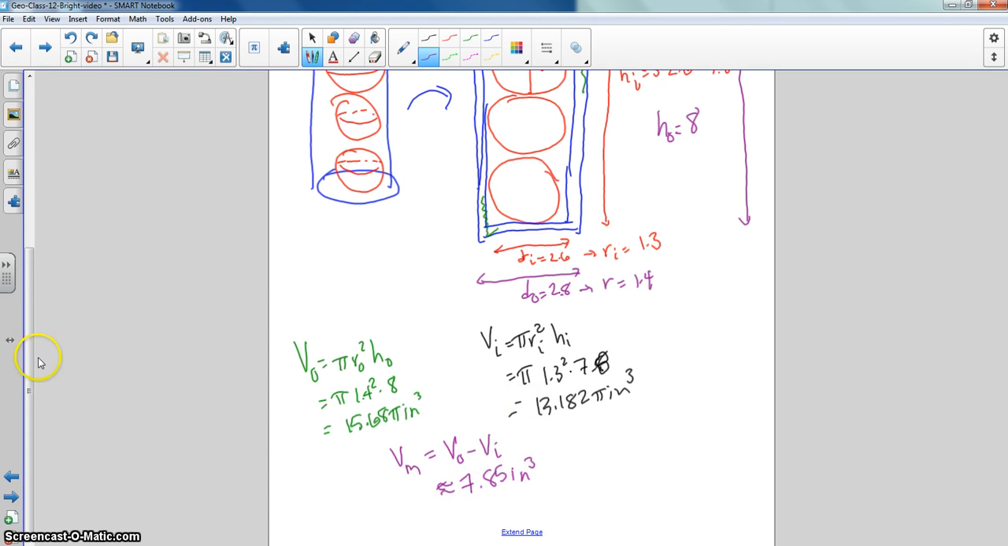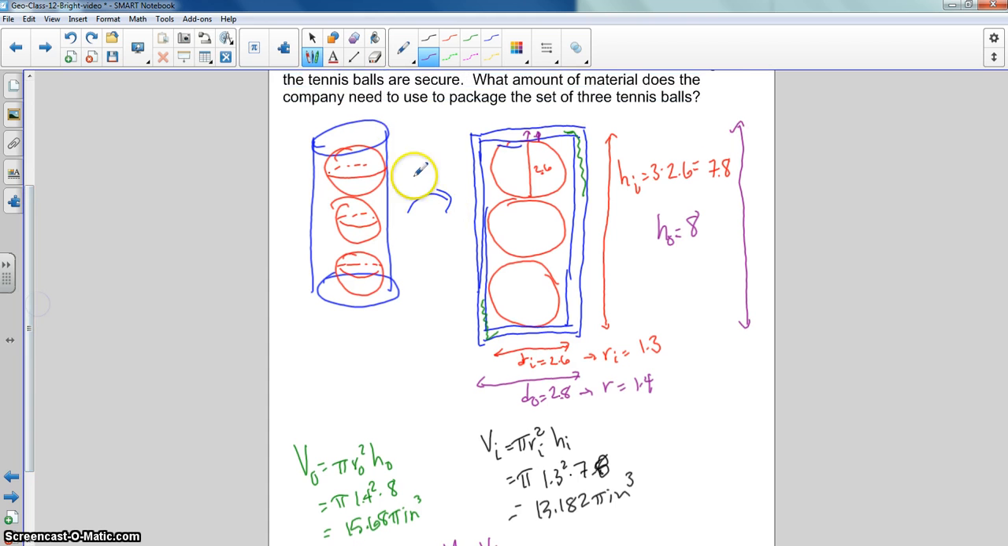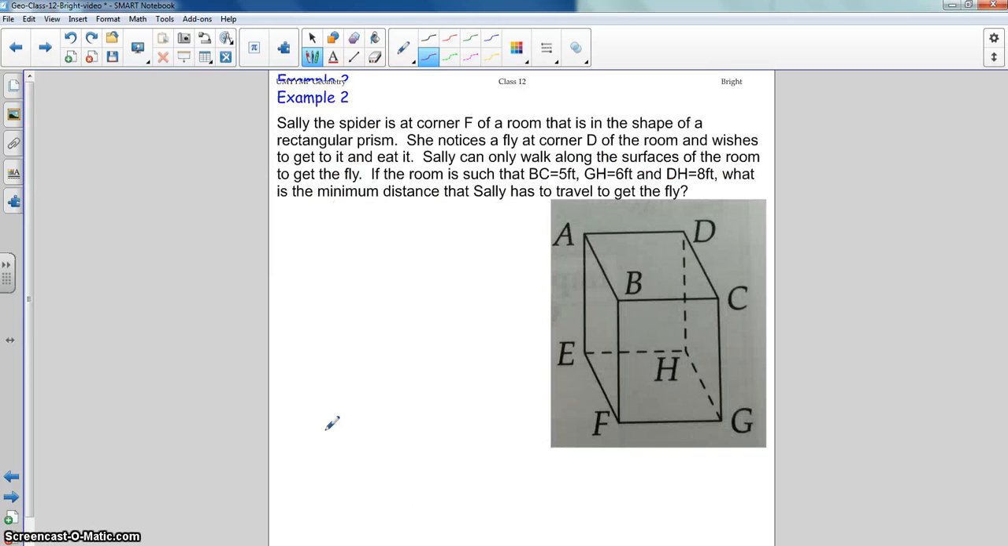Okay, so again, what I did is took a 3D scenario, changed it down to 2D, found my information in 2D, and used that in the equations for the 3D figures. Alright, and the next problem is a famous problem in mathematics, and it's really, really fun.